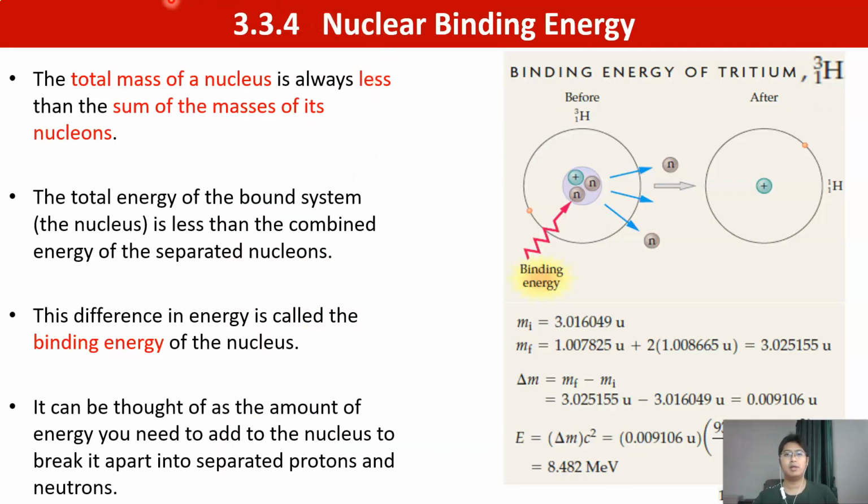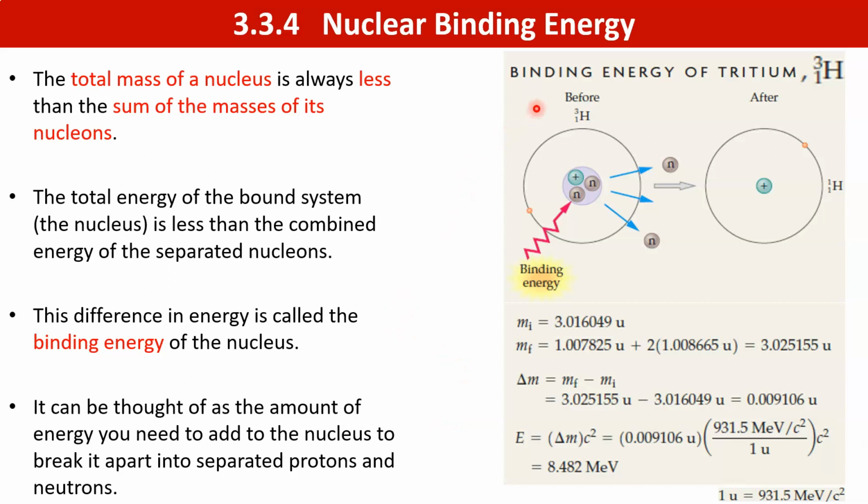Nuclear binding energy. The total mass of a nucleus is always less than the sum of the masses of its nucleons. The total energy of the bound system, the nucleus, is less than the combined energy of the separated nucleons. This difference in energy is called the binding energy of the nucleus. It can be thought of as the amount of energy you need to add to the nucleus to break it apart into separated protons and neutrons.